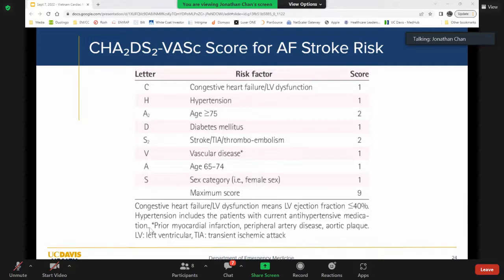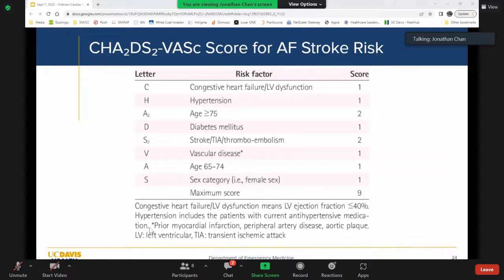So there's a tool that has been developed called the CHA2DS2-VASc score for atrial fibrillation stroke risk. And each of these things represents a different risk, right? So we want to see, does the patient have a history of heart failure or high blood pressure or diabetes or history of stroke? And once we know what the patient has, we calculate the score for them, and we decide if they need to be on a blood thinner or not.